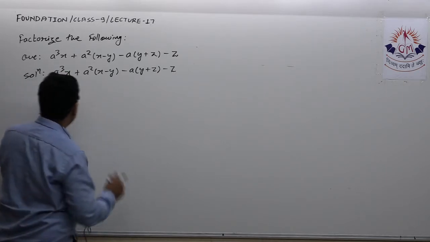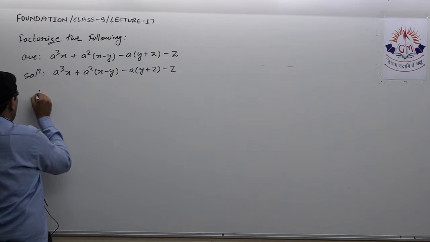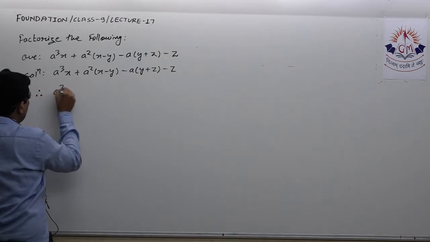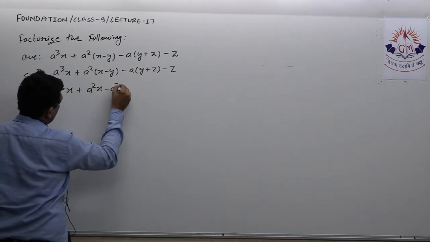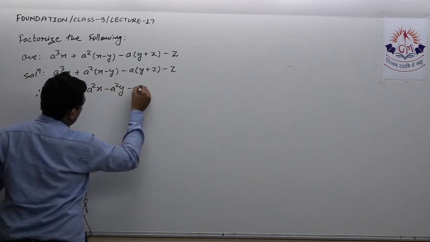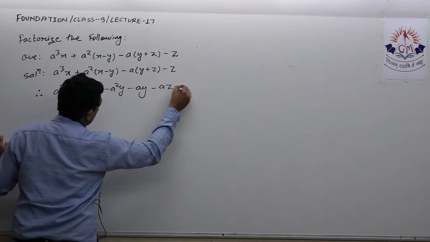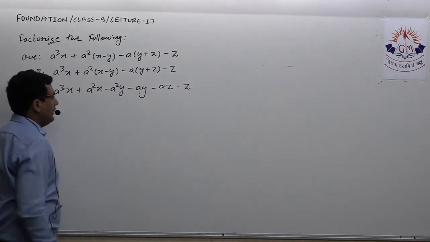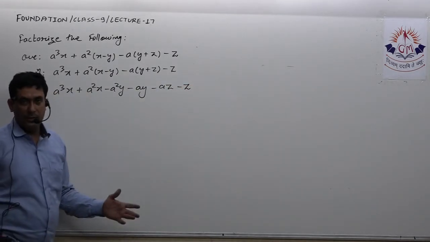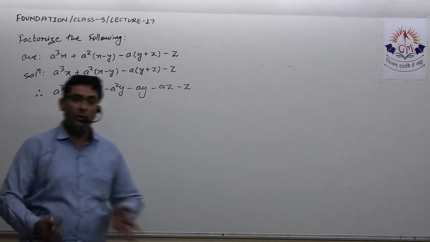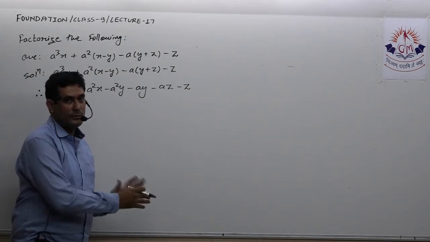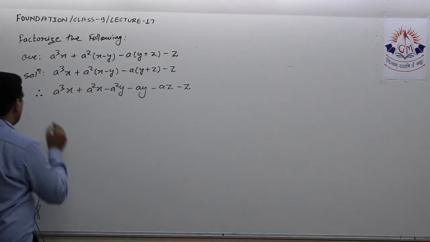So now what I will do, I will open the bracket. When I open the bracket, here I get a cube x plus a square x minus a square y minus ay minus az minus z. Now I will check whether it is possible to take common from the first two, next two and next two, or whether it is possible to take common from the first three and next three, and so on.